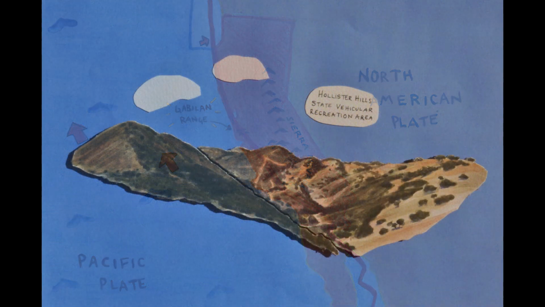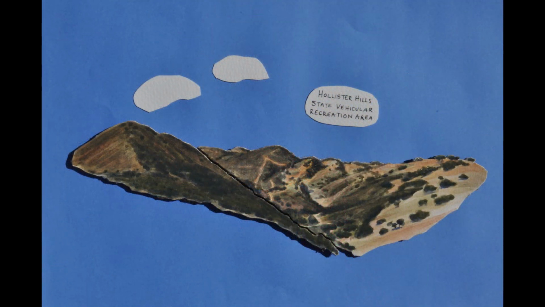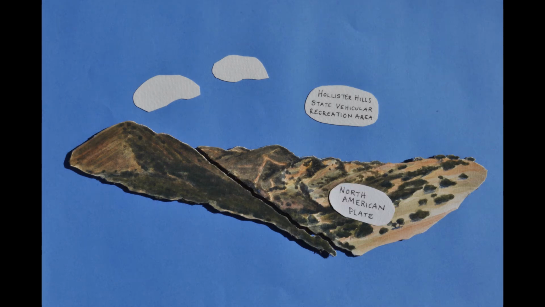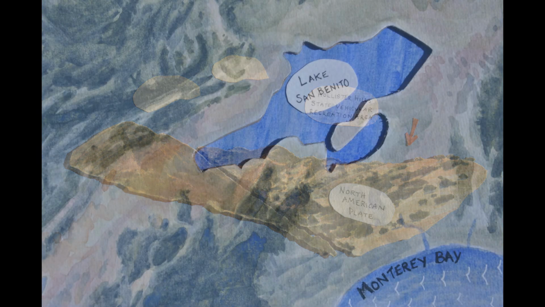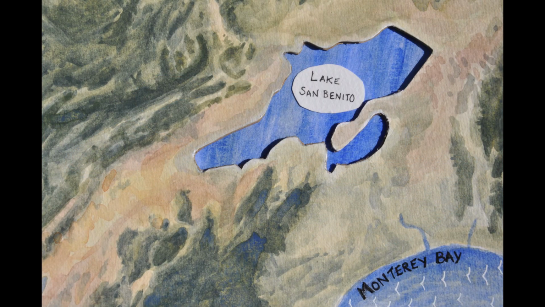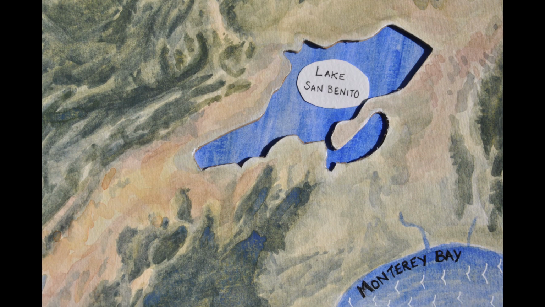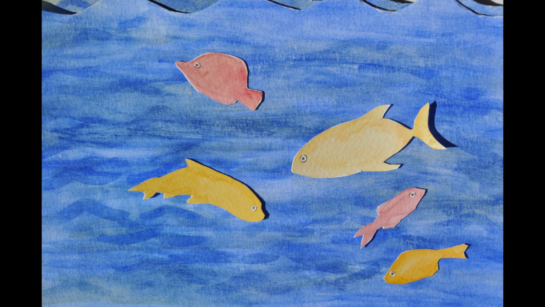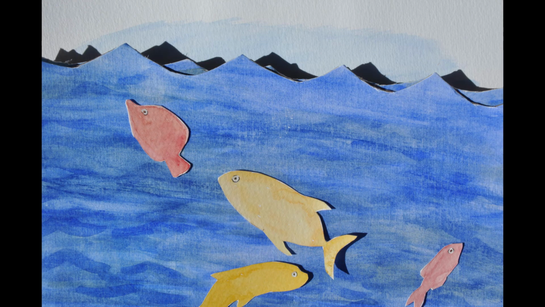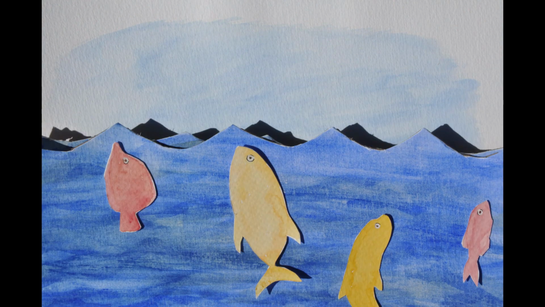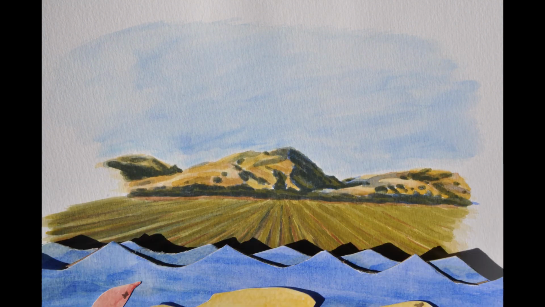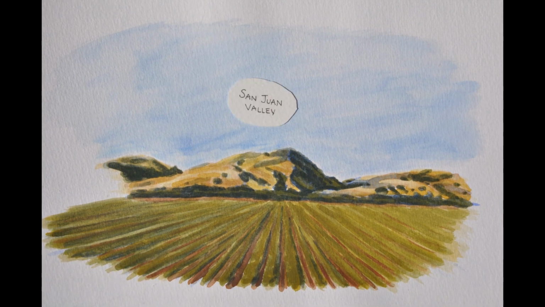Now, let's observe the east side of the San Andreas Fault at Hollister Hills. This is the North American plate, where you can find clay-rich soil and oak grassland. This is a result of the ancient Lake San Benito. Thousands of years ago, San Benito County was Lake San Benito. Years of dead things piled up on the bottom of the lake, slowly depositing the silty lake bed that is now the rich farmland of San Juan Valley.